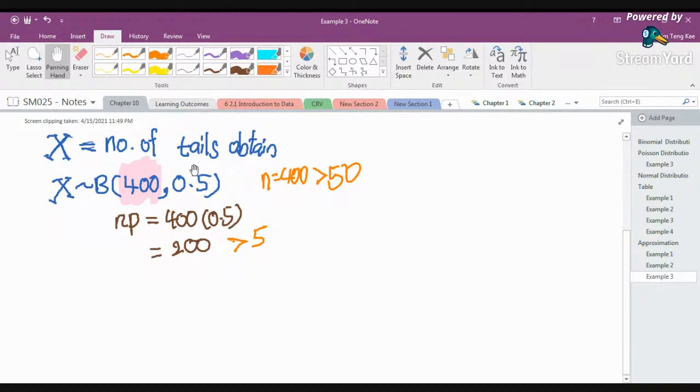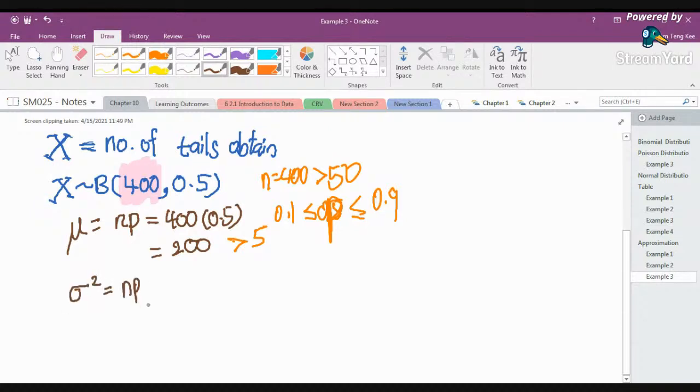Then for the probabilities, you notice that the probability 0.5 happens to be between 0.1 and 0.9. This is actually your p. So we need to use approximation, and the approximation tells us that mu is np, which is 200. The sigma square will be npq: 400 multiply 0.5, multiply with 0.5 again. So we have the answer as 100.